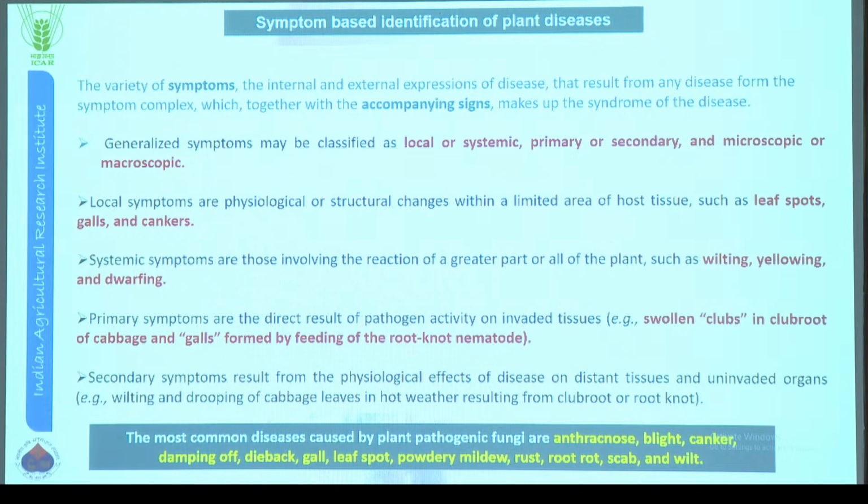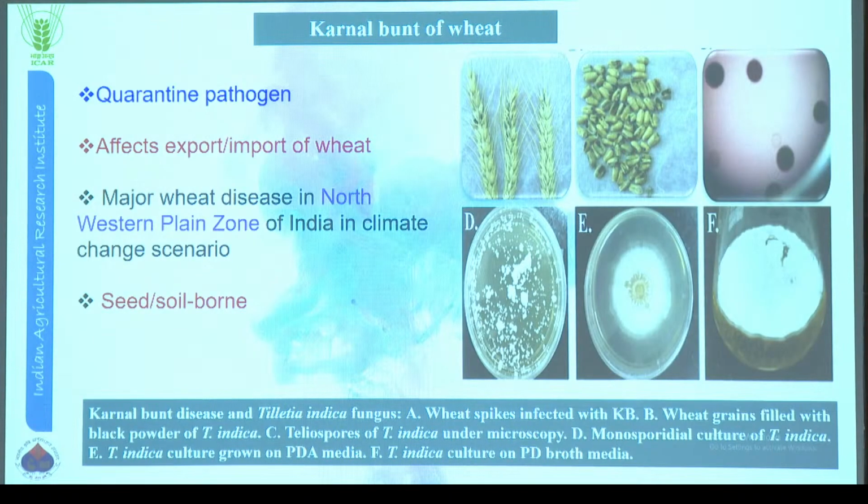Among the major important diseases, you can see anthracnose, blight, canker, damping off, dieback, leaf spot, powdery mildew, rust, root rot, scab, wilt in many crops, either cereal crops, vegetables, or oilseed crops. During identification of disease in field conditions, we collect the sample and visually see the symptom. Sometimes we get confused whether it is a leaf spot, blight, or damping off. Keeping that in view, we need to develop diagnostics.